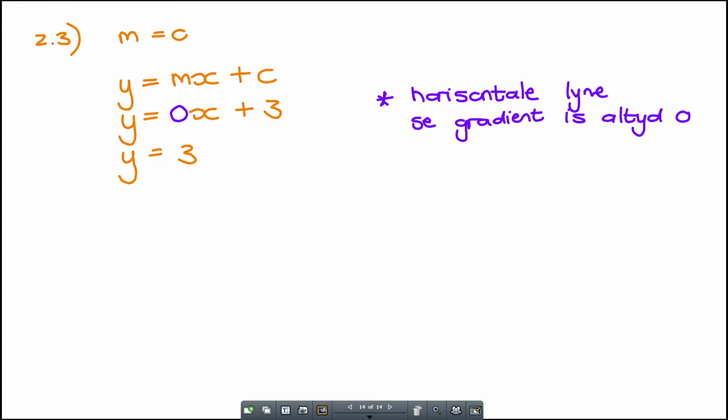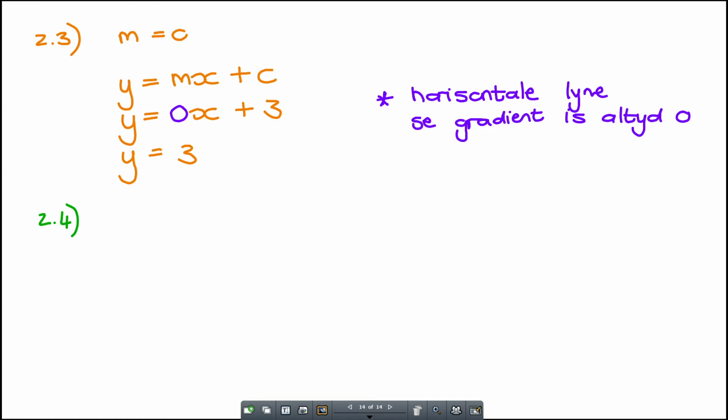Nou, 2.4. Wie wil daar vir my sê? Who wants to guess? Ja, sê? Was jou hand nie nou op nie? Ja, sê maar. Okay. Wat het jy ook nou jou hand op gehad? Okay, so who's right? Undefined or 0?